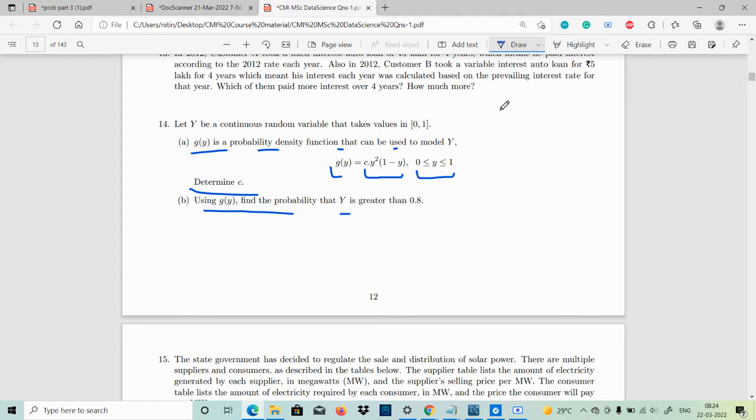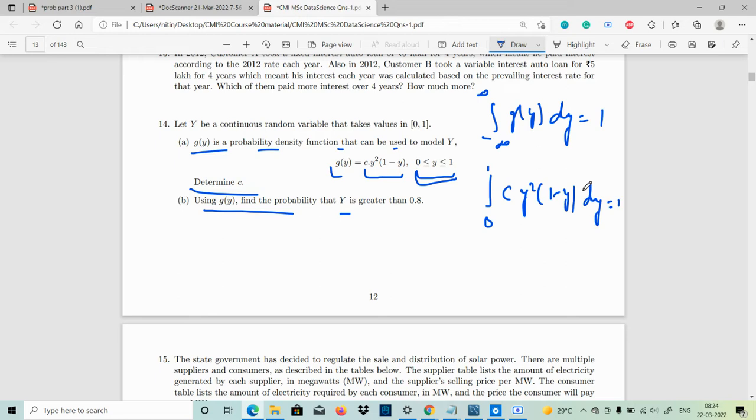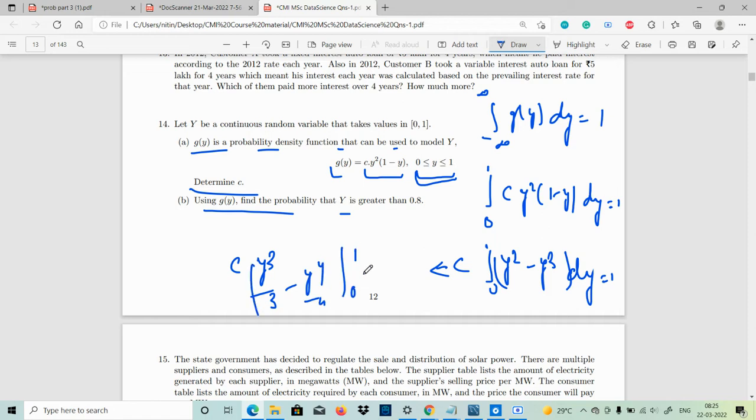Especially if these are subjective questions, you need to write each and everything step by step. So you have to start this way: if this is a probability density function, then the integral from minus infinity to infinity of g(y) is going to be 1. In that case, this reduces to 0 to 1, because the formula is given between 0 and 1. So the integral of c y square into (1 minus y) dy from 0 to 1 is equal to 1. Then c times the integral from 0 to 1 of (y square minus y cube) dy is equal to 1. Now just do the integration: c times (y cube by 3 minus y to the 4 by 4), from 0 to 1, is equal to 1.